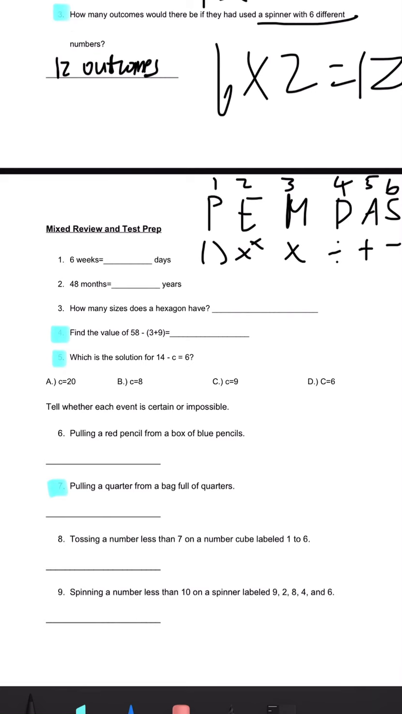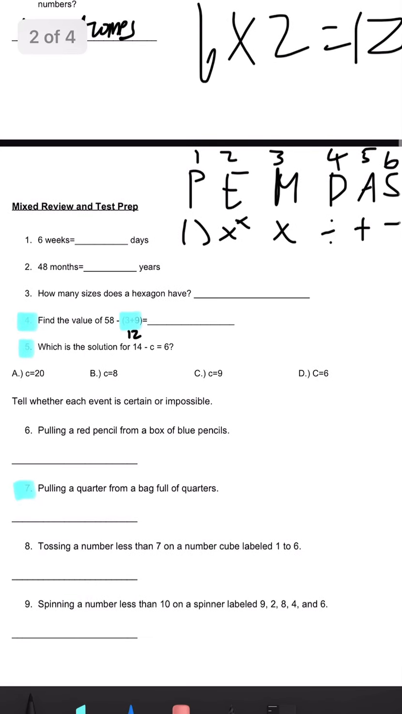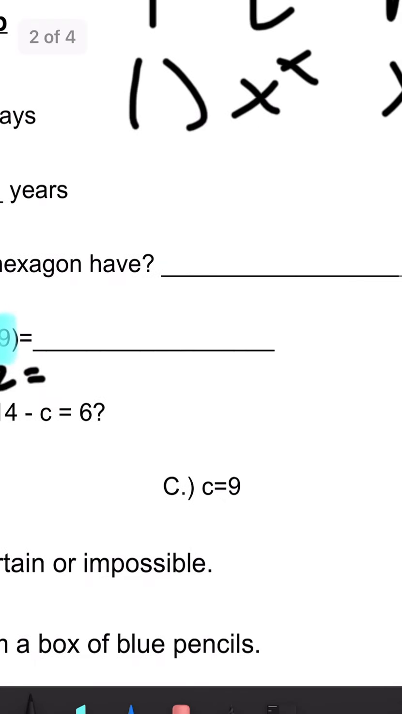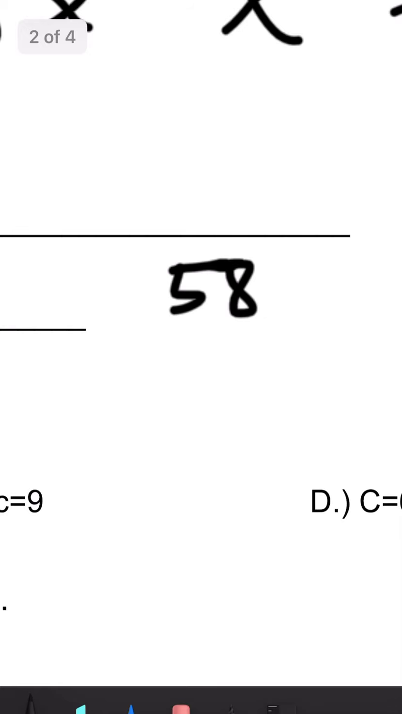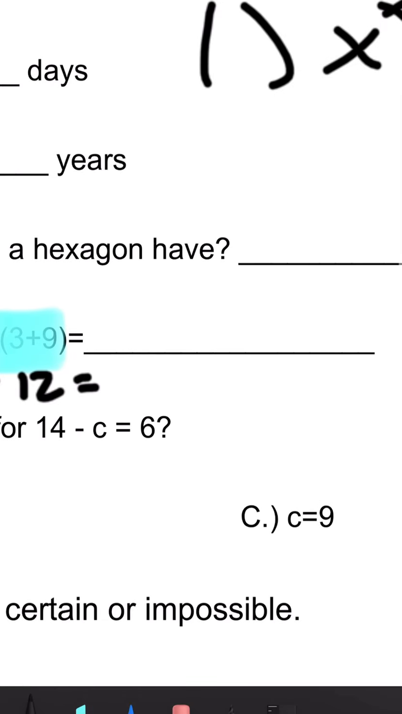First we look for parentheses, and we see that there's parentheses right here, so we'll solve that first. 3 plus 9 is 12. Then we have subtraction, and there are no other steps besides subtraction, so we'll do 58 minus 12. We'll do that on the side. We're going to subtract down. 8 minus 2 is 6, 5 minus 1 is 4, and we get 46.